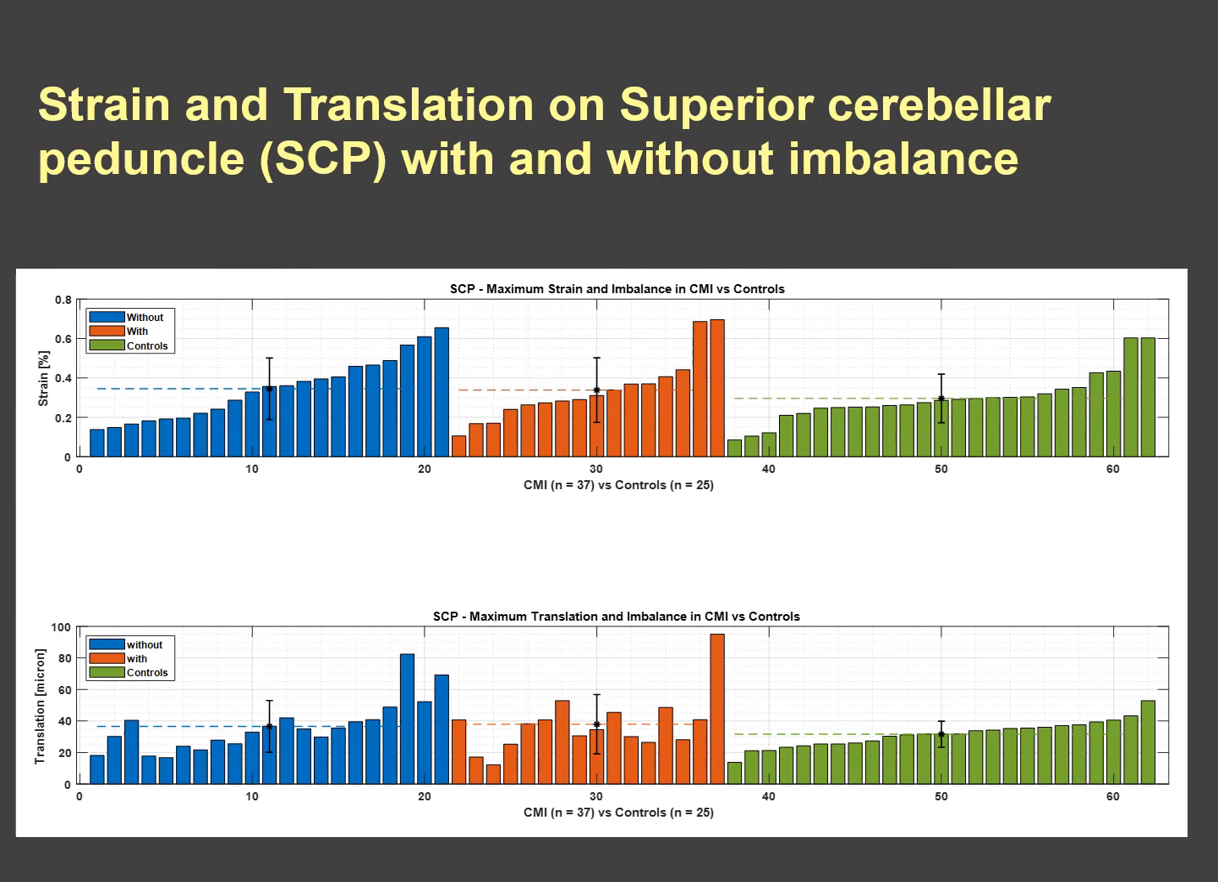So the first one I'm showing you here, the top row is strain and the bottom plot is translation. So this one is for the superior cerebellar peduncle. And you can see that there's not a great deal of difference on the top one for strain for the people with imbalance compared to the people without imbalance compared to healthy controls. The same is true for translation. So there was no real difference in this superior cerebellar peduncle.